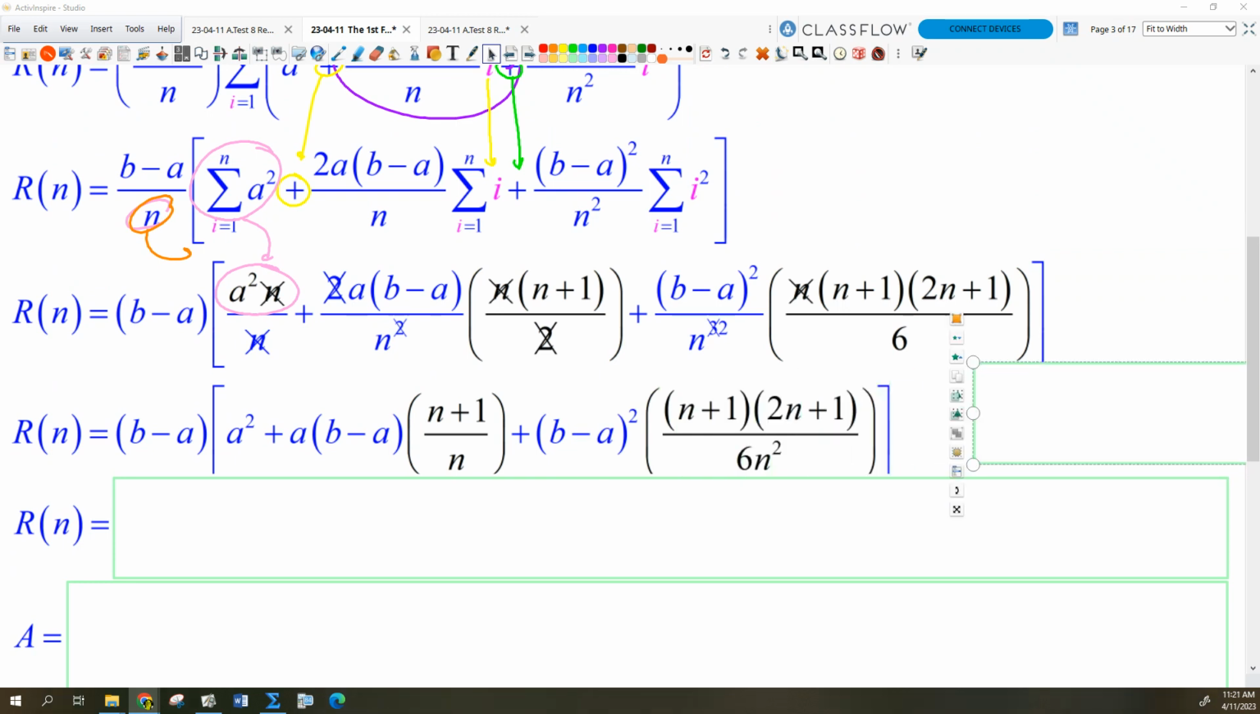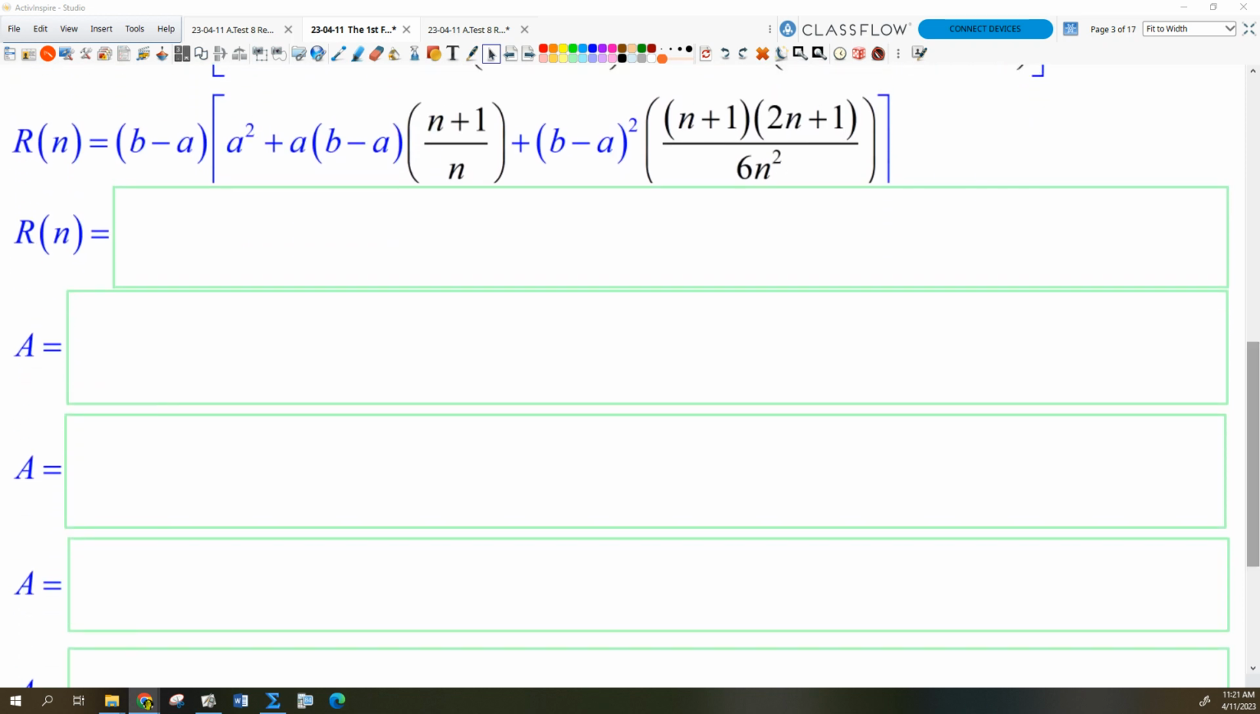What's that going to give me? So I'm going to get my b minus a squared. I've got an n plus 1 times a 2n plus 1. And then on the bottom, I've got a 6n squared. Okay? Just a lot of algebra. But something good's going to come out of all this. So now what?